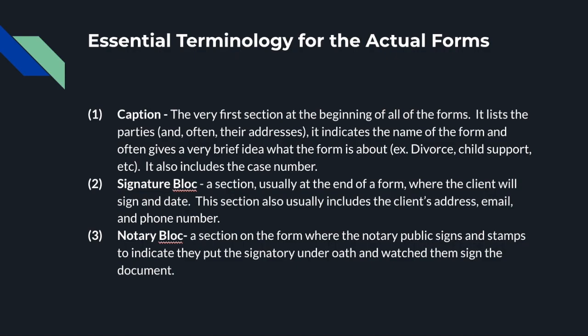The last thing you will find on some forms is a notary block. A notary block is separate from the signature block, but it is a block of lines where, when a notary notarizes a document, they stamp and put their name, the date, and their signature information. You'll want to learn to keep an eye out for those notary blocks, because that will tell you if a document needs to be notarized or not.